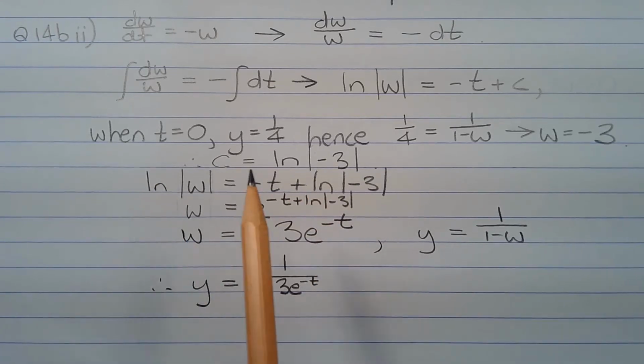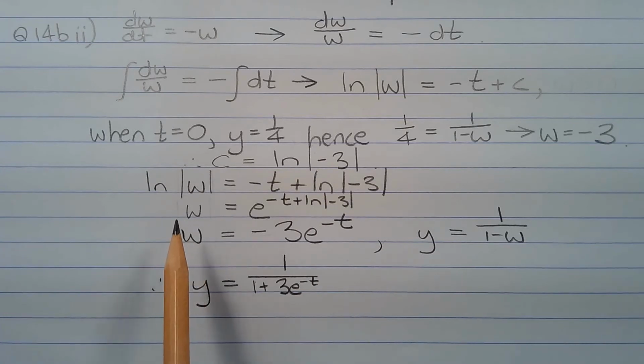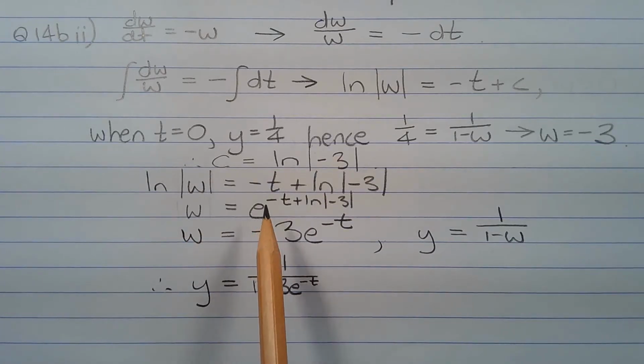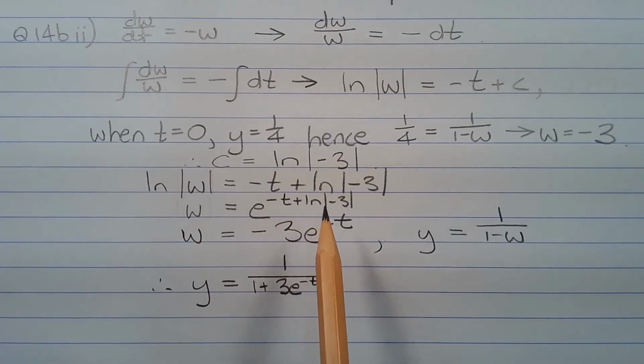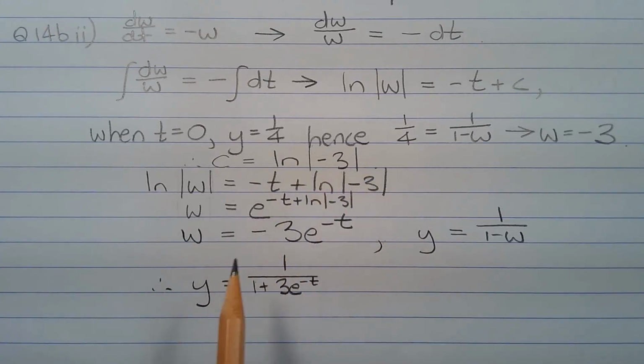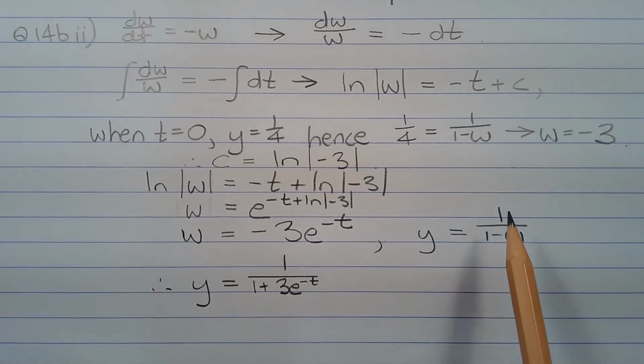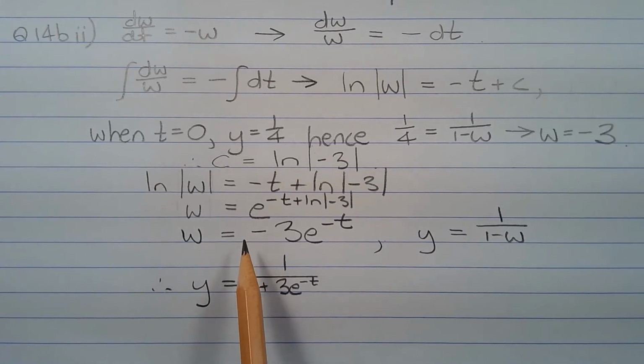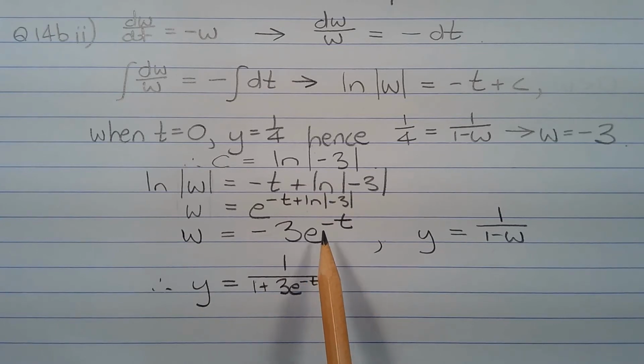Raising both sides of the equation to base e, we get w = e^(-t + ln|-3|). Simplifying the right-hand side, we get w = -3e^(-t). Now y is equal to 1/(1 - w). So substituting -3e^(-t) for w, we get y is equal to 1/(1 + 3e^(-t)).